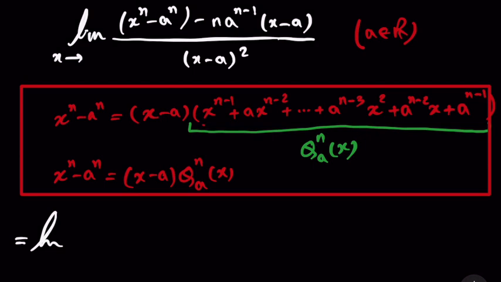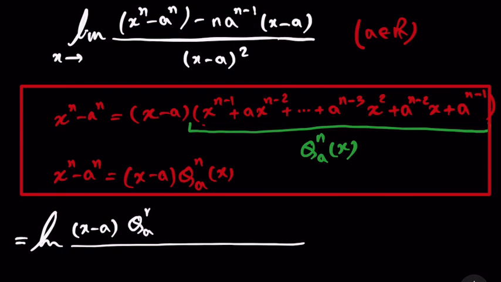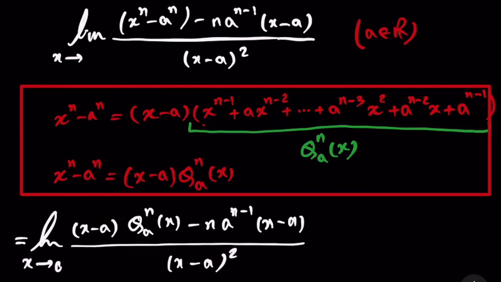So it's going to be limit of the numerator x to the n minus a to the n, using the identity will be x minus a times Q n a x, then it's minus n a to the power of n minus 1 times x minus a, divided by x minus a squared when x approaches a.